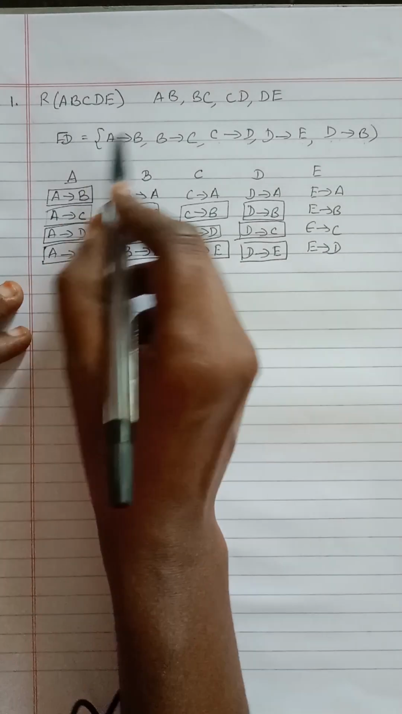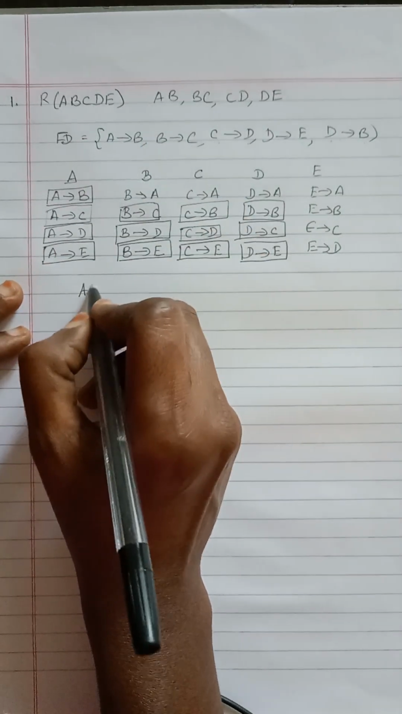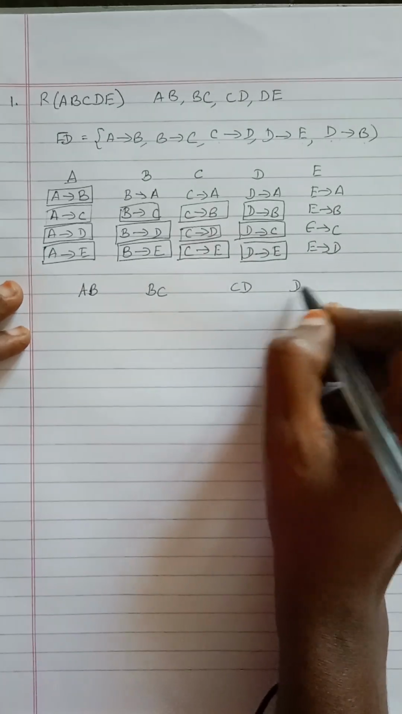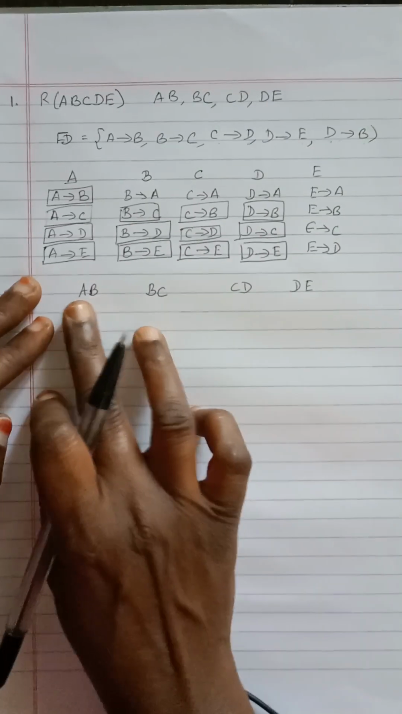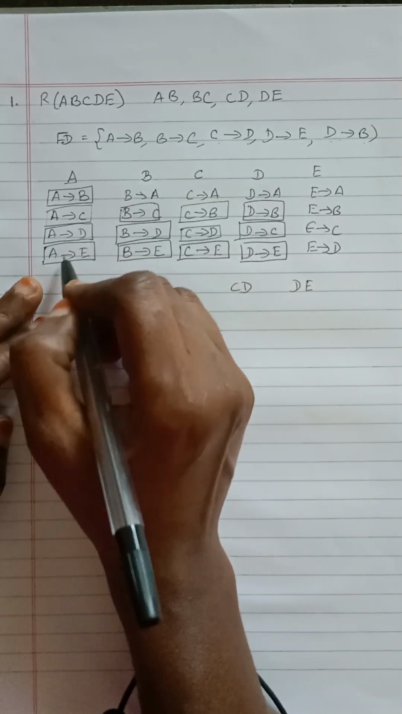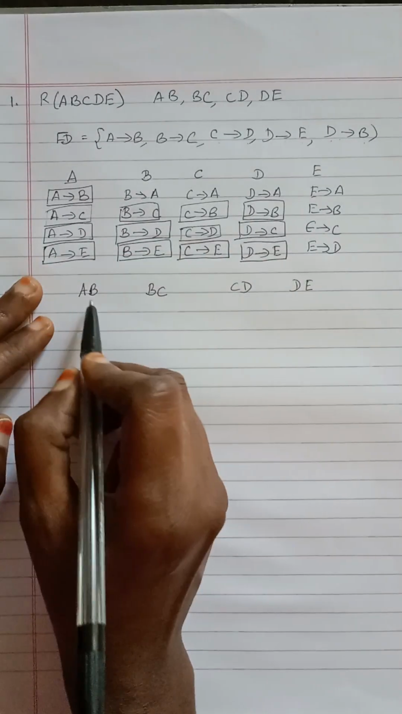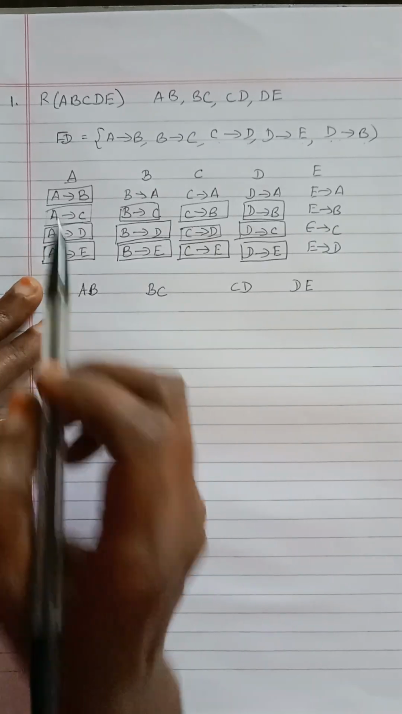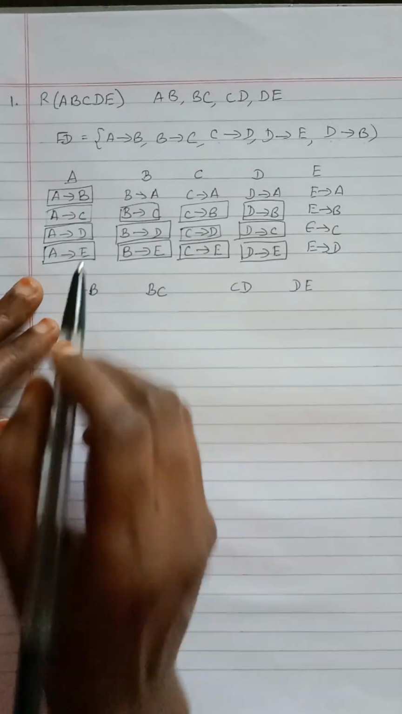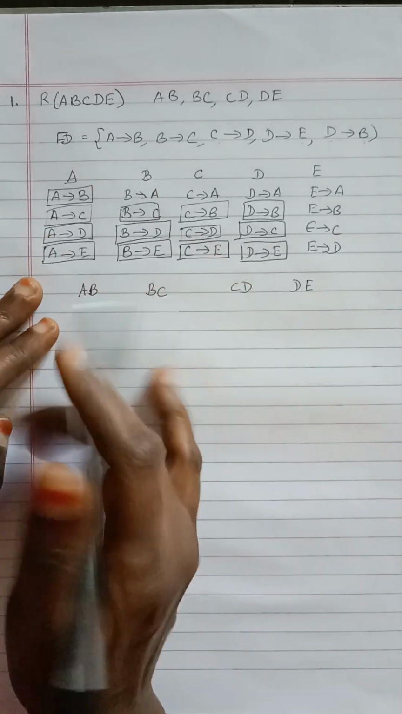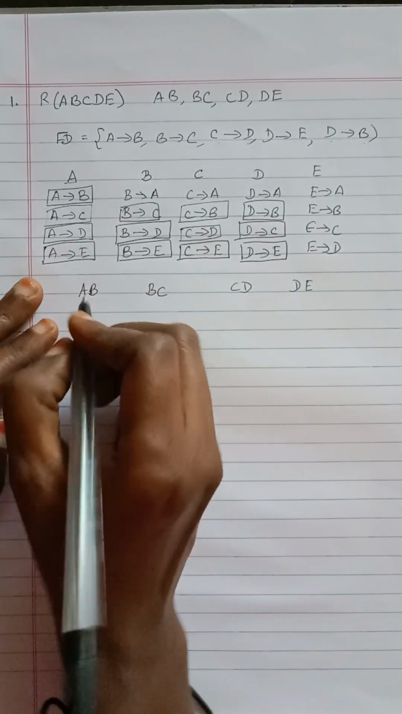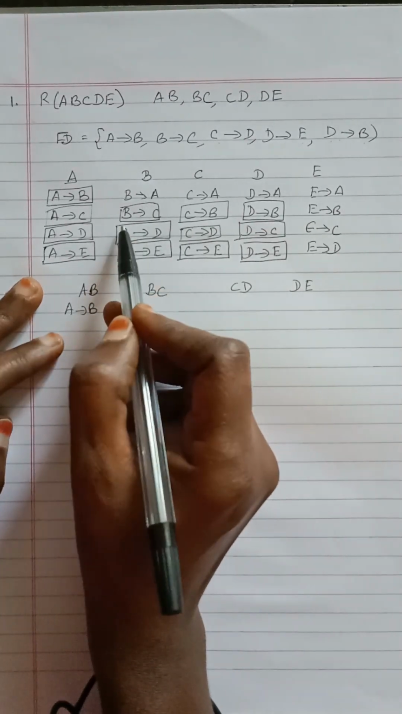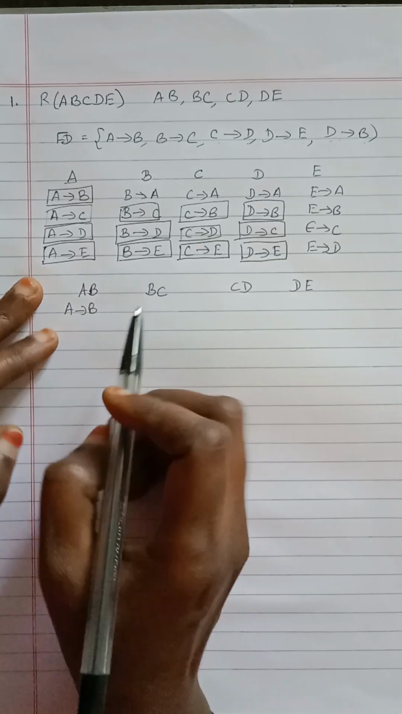Okay, next you take up these relations: AB, BC, CD and DE. From among these dependencies which are marked, we have to choose and write the ones in which the attributes of each relation appear. Say A and B: two possibilities can be A tends to B or B tends to A. First, A tends to B is there, so write A tends to B. Next, B tends to A is not there, so we can't write anything.